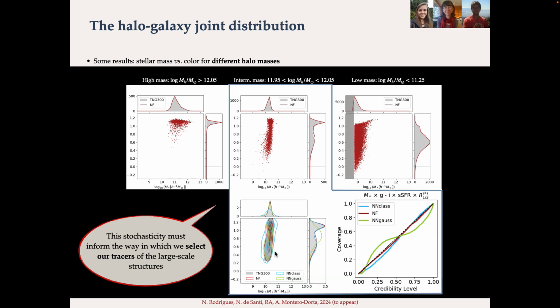Just so that you understand better the level of these predictions for the intermediate mass halos, this is how well you're predicting them with the Gaussian approximation, with the classification scheme, and with normalizing flows. And again, normalizing flows is significantly better. Also, for this specific population of halos, the coverage test performs very well for normalizing flows.